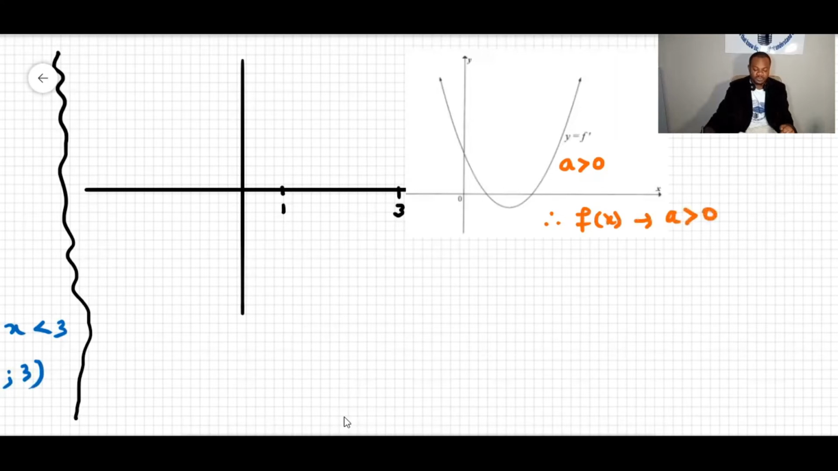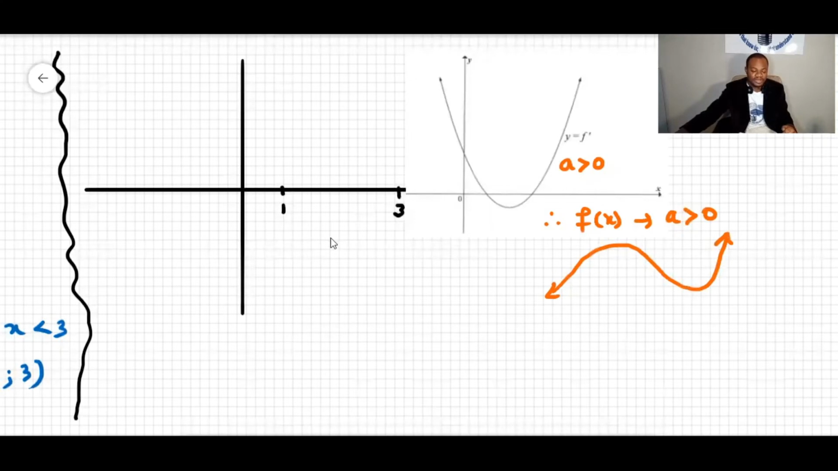It means if it's positive, the graph increases, decreases, increases again. So the graph would go up and down. Oh, what am I saying? Let me redraw it. The graph would be like this: up, down, round, up again. So this is the cubic function. My graph will be doing something like this.